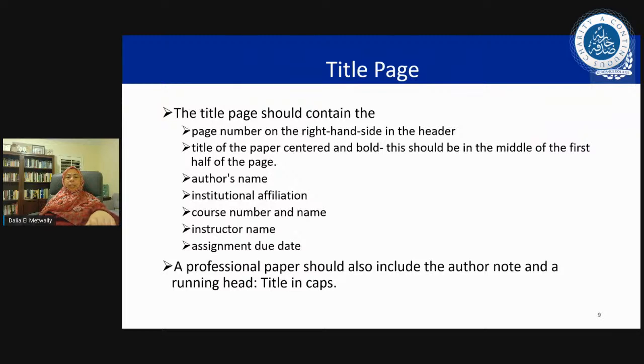The title page itself should contain, on the top right-hand corner, the page number, and the title of the paper has to be centered and bold. That is a departure from all previous APA editions. So for the very first time, now it has to be bolded. Before, it was just centered. So if you have been working with previous editions of APA, that is one big change.